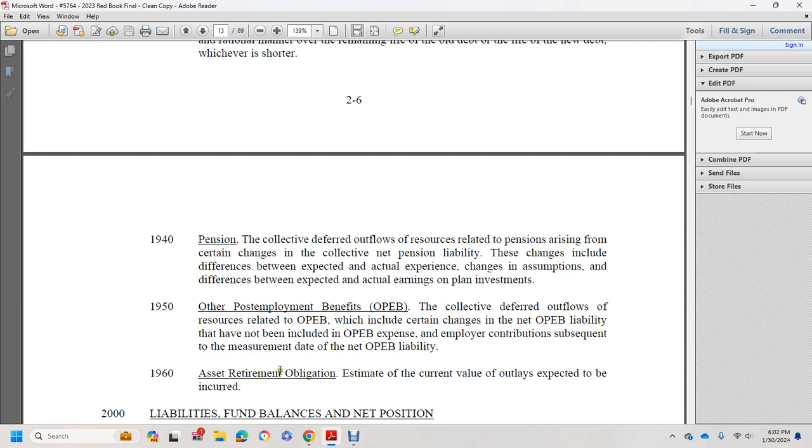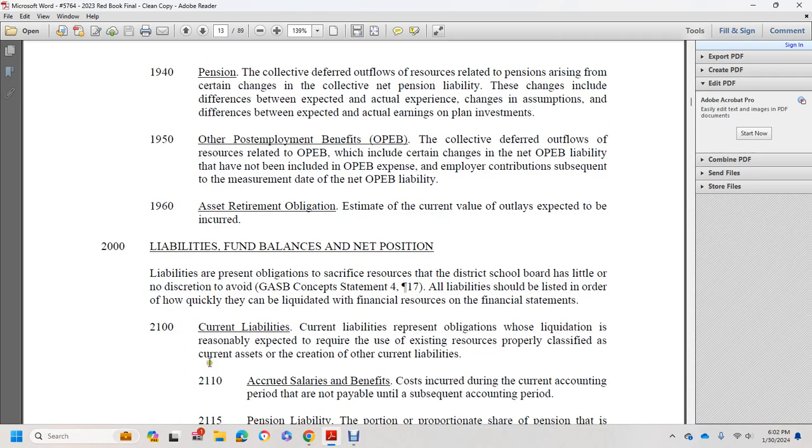1960. Asset retirement obligation: the estimate of the current value of the outlays expected to be incurred. 2000. Liabilities, fund balance, and net position.